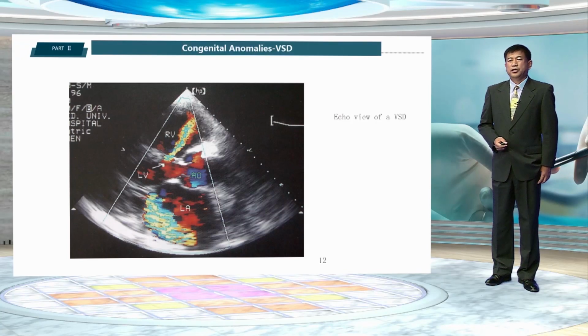And it is a view of echocardiography. You can see the blood jet just through the defect in the septum. By the way, echocardiography is very important in cardiac surgery, both for diagnosis and for the intraoperative assessment.